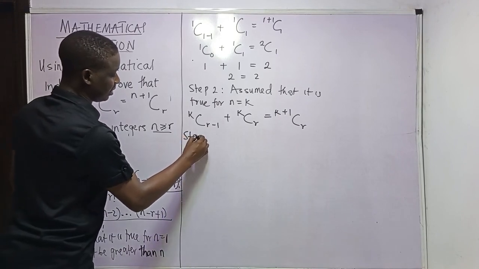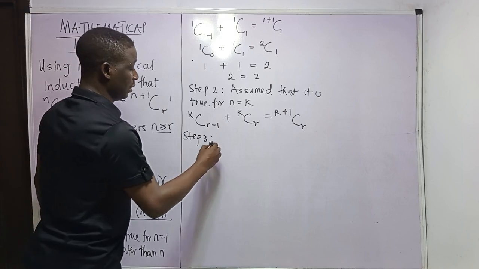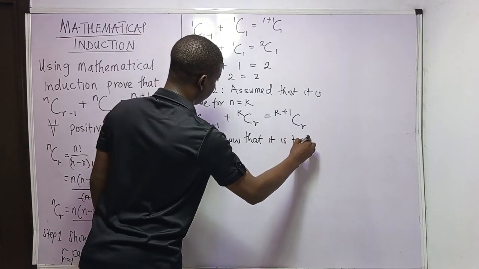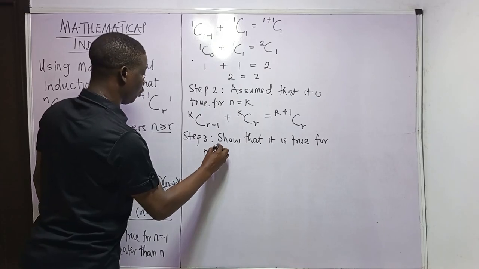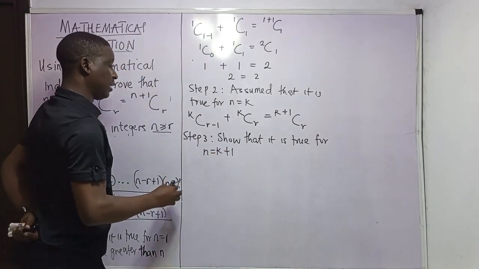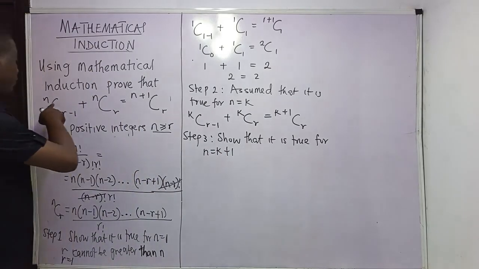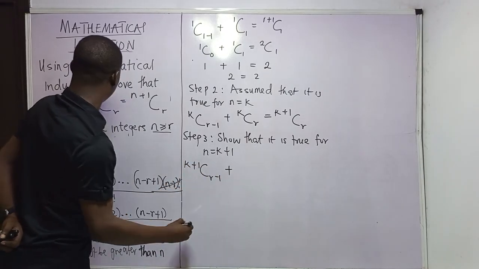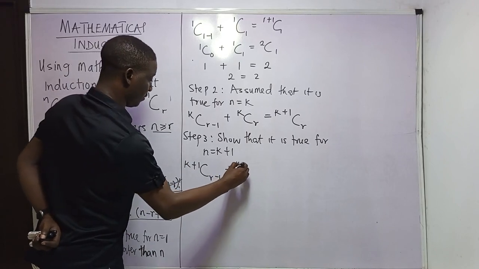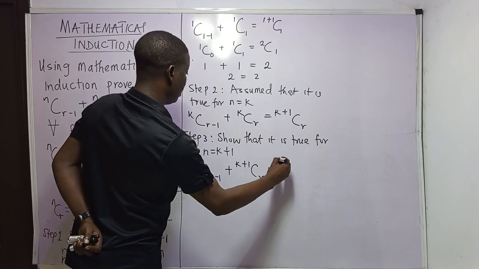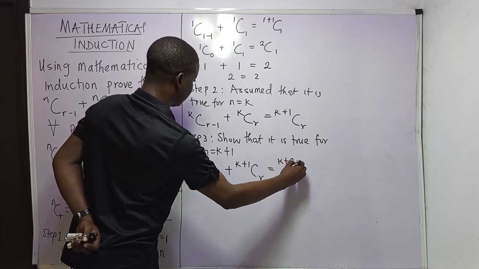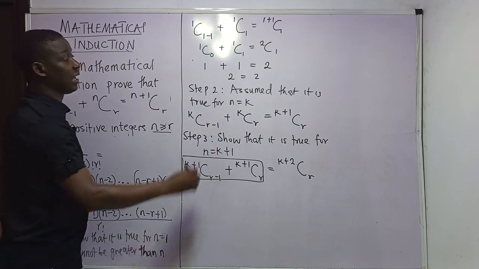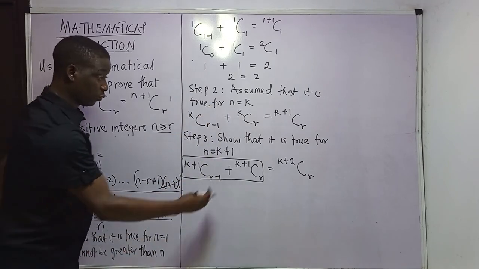Now this last step, which is to end this particular question, is to show that it is true for n equal to k plus 1, which I want to do now lastly. So anywhere we see n, put k plus 1 there. I would have k plus 1 combination r minus 1 plus k plus 1 combination r equals k plus 1 plus 1, which is k plus 2 combination r. So we want to work with this one to see whether it will give us that last one.